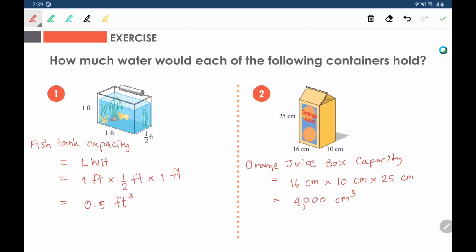This is the unit of this box, and this capacity can change the unit as well. Suppose you want to know the capacity of this box in liters, then you can change it because you know that 1000 cubic centimeters is equal to 1 liter. So 4000 cubic centimeters is equal to 4 liters.